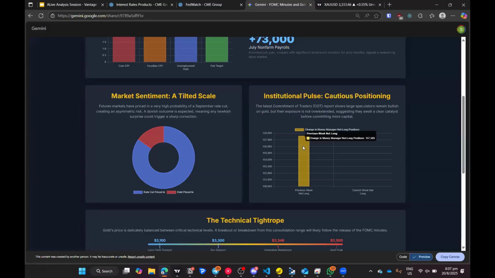Okay, and so you can see that the net long position has a change of a positive 157,585. Okay, so large speculators still remain bullish, but it's not overly bullish to the extent where we are seeing gold reaching a higher high.